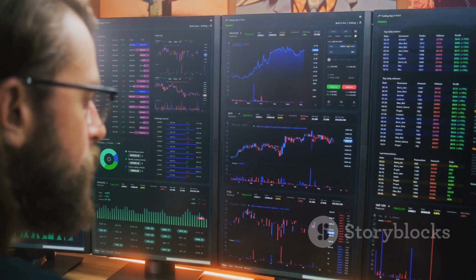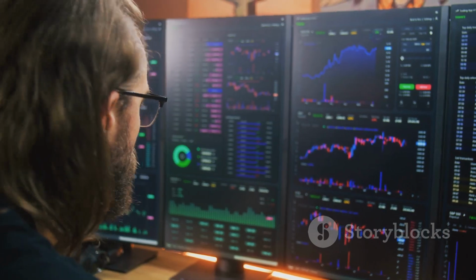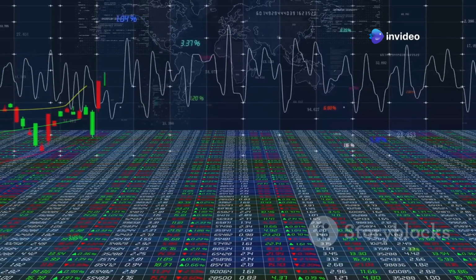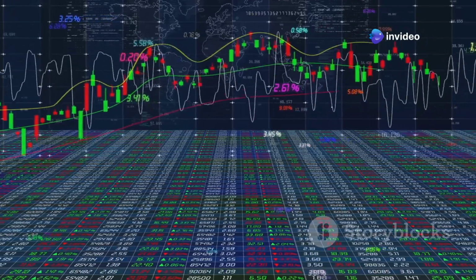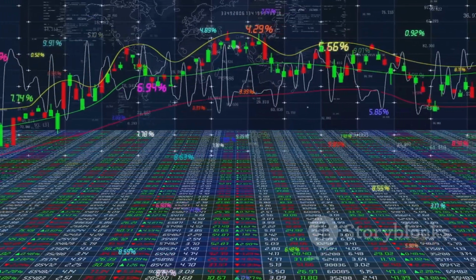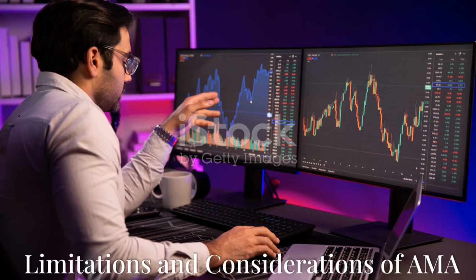Furthermore, the AMA can be used in conjunction with other technical indicators to confirm signals and improve trading accuracy. For example, traders might look for price breakouts above or below the AMA that are also supported by increased trading volume or other momentum indicators.